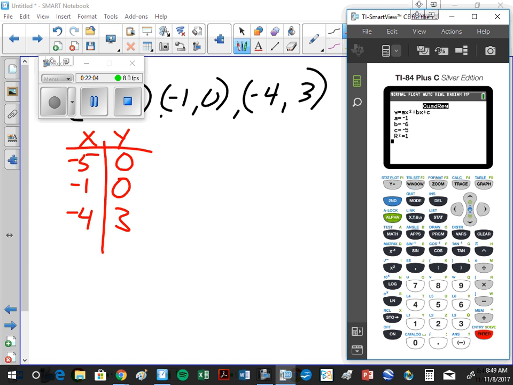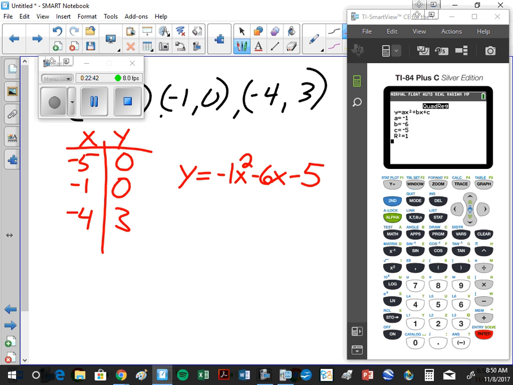And I end up with A equals -1, B equals -6, C equals -5. What should I do? What does that mean? It means y equals -1x squared minus 6x minus 5. Does everybody understand that? Okay.